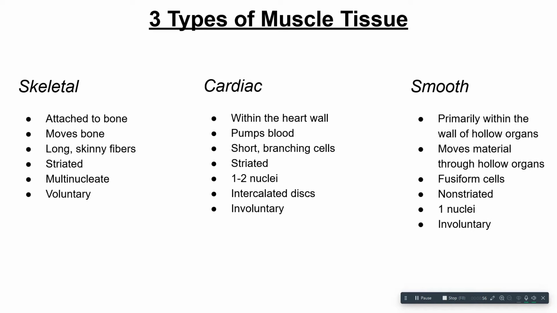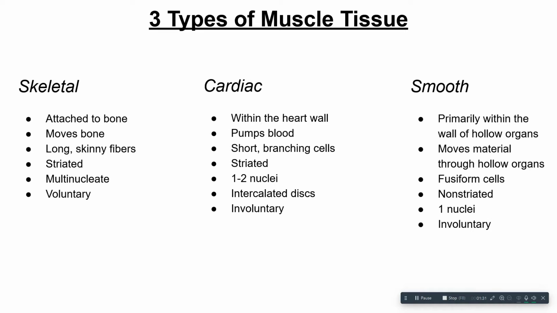We're also going to look at cardiac muscle, which is in the heart wall. Of course, it's involved in pumping blood. Now, no long, skinny fibers here. Instead, they're short and they're branching. They will have the striations or stripes, but only 1 to 2 nuclei per cell. And one thing we're going to see in cardiac muscle that's characteristic only of cardiac muscle are these things called intercalated discs. And of course, cardiac muscle is involuntary. You cannot tell your heart voluntarily to beat stronger or to beat faster.